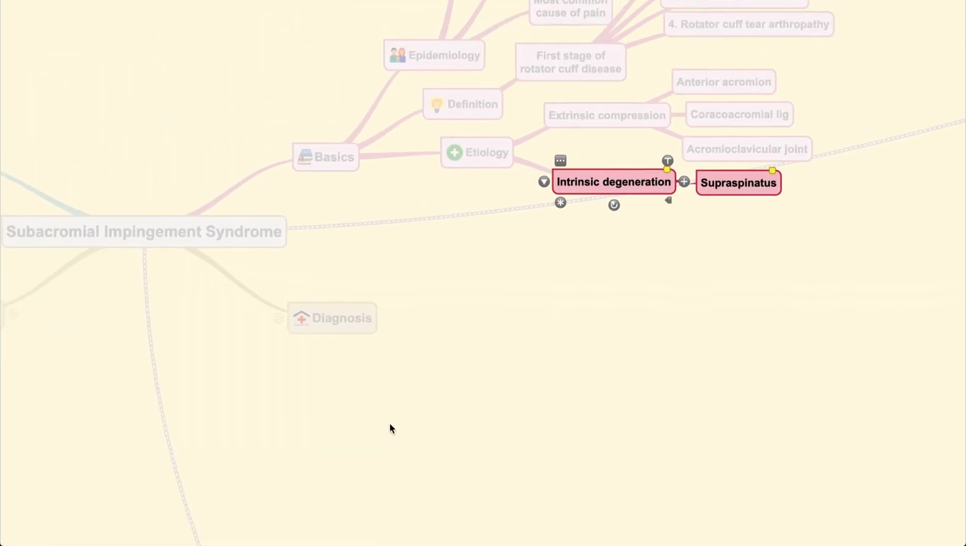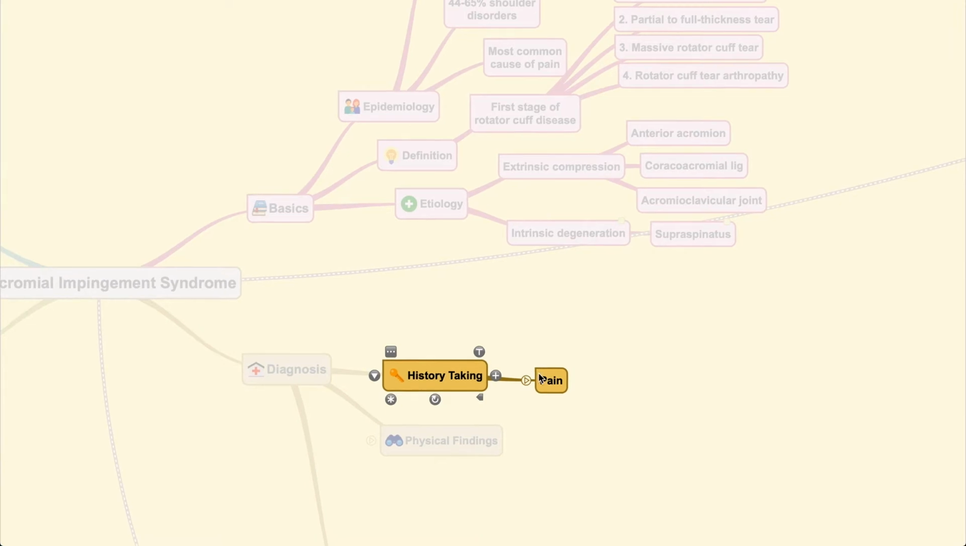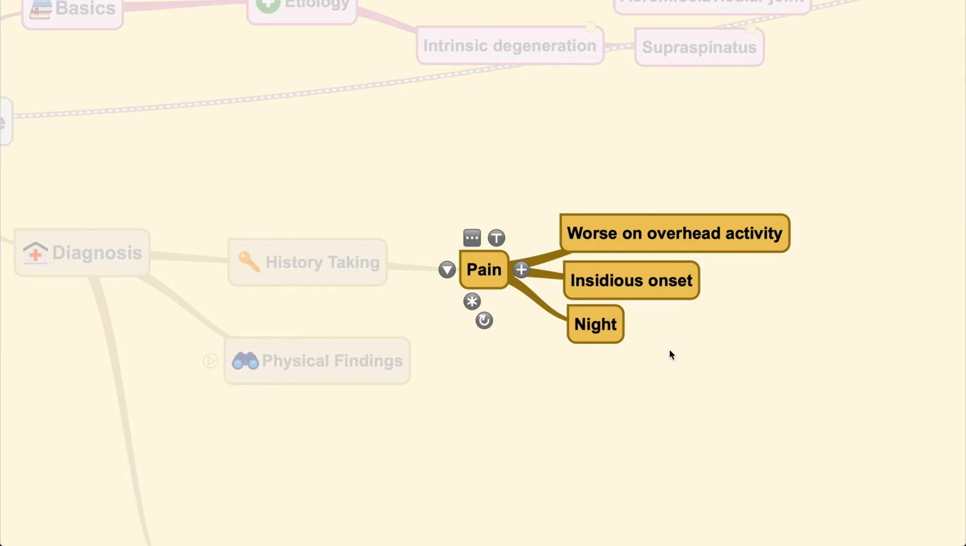Now, after you have learned about these basics, you need to know how to raise the diagnosis of this condition, because patients generally only come with a single complaint of pain. So how do you know that this is caused by a subacromial condition? Then you need to know that the pain is usually insidious in onset, and it usually occurs at night, and it may also worsen on overhead activity, because as you raise your arm overhead to reach for something perhaps, then you actually impinge, you decrease the area under the acromion, and that may induce more pain.